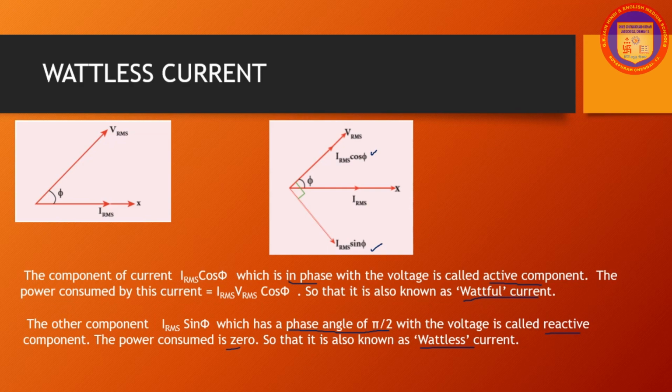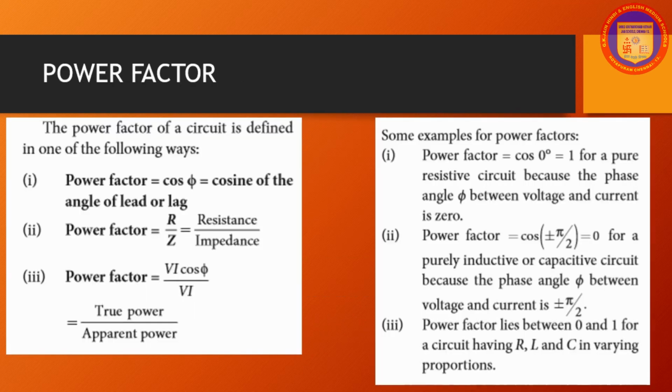Next is power factor. There are various ways we can define the power factor. It may be given in terms of cos φ, or in terms of resistance divided by impedance, or as true power divided by apparent power. Some examples of power factors are given. Cos 0 is 1 for a purely resistive circuit, where the phase angle φ between voltage and current is 0. If it is π by 2, then the power factor will be equal to 0 for a purely inductive or capacitive circuit, because the phase angle φ between voltage and current is plus or minus π by 2. Power factor lies between 0 and 1 for a circuit having R, L and C in varying proportions.